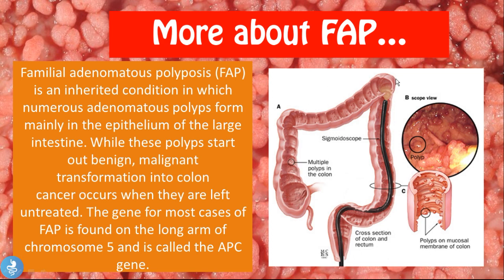So this is the image of our colon, and you can see these hundreds of small polyps found here. This can be seen during a colonoscopy, and this little bubble shows you the colonoscopic view of what these polyps look like. If you look at this bubble, you can see these little polyps within the mucosa of the colon, and this is pretty much what FAP is. Lots of these polyps dispersed throughout the colon.